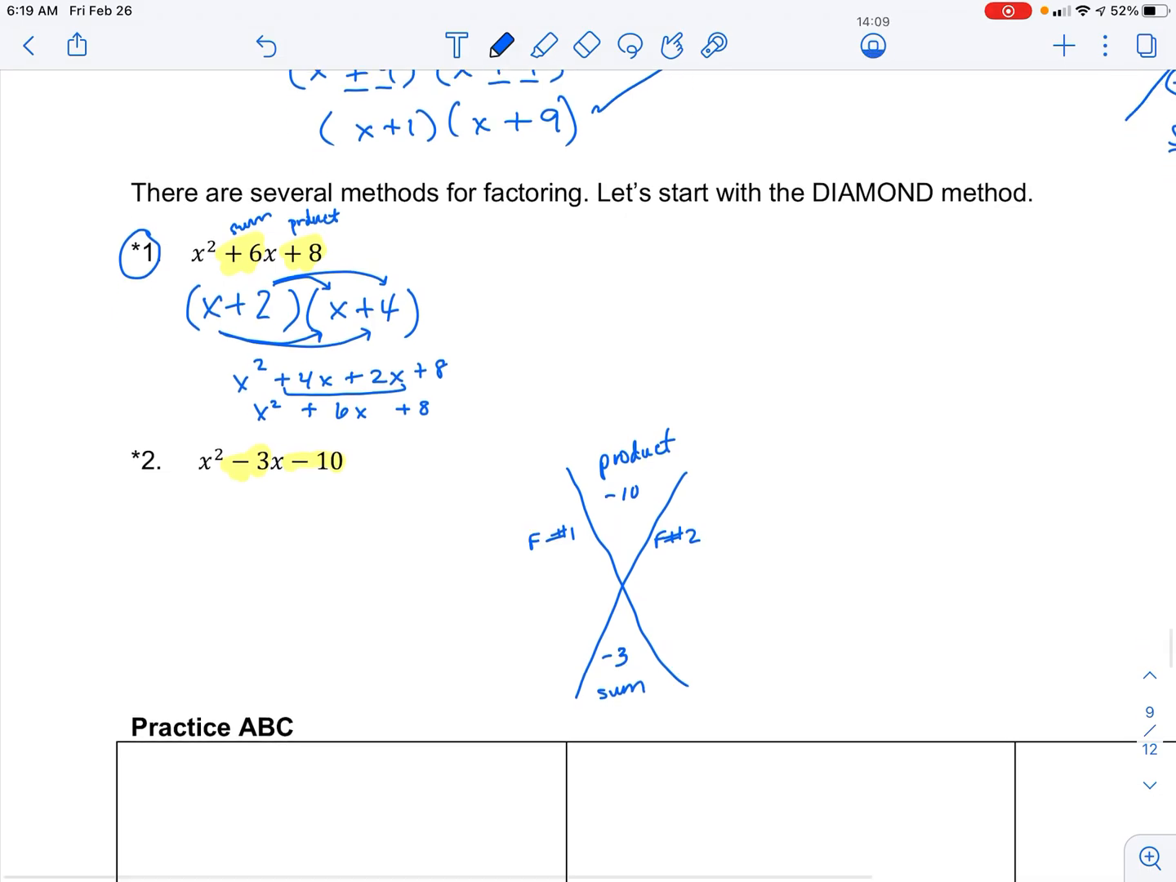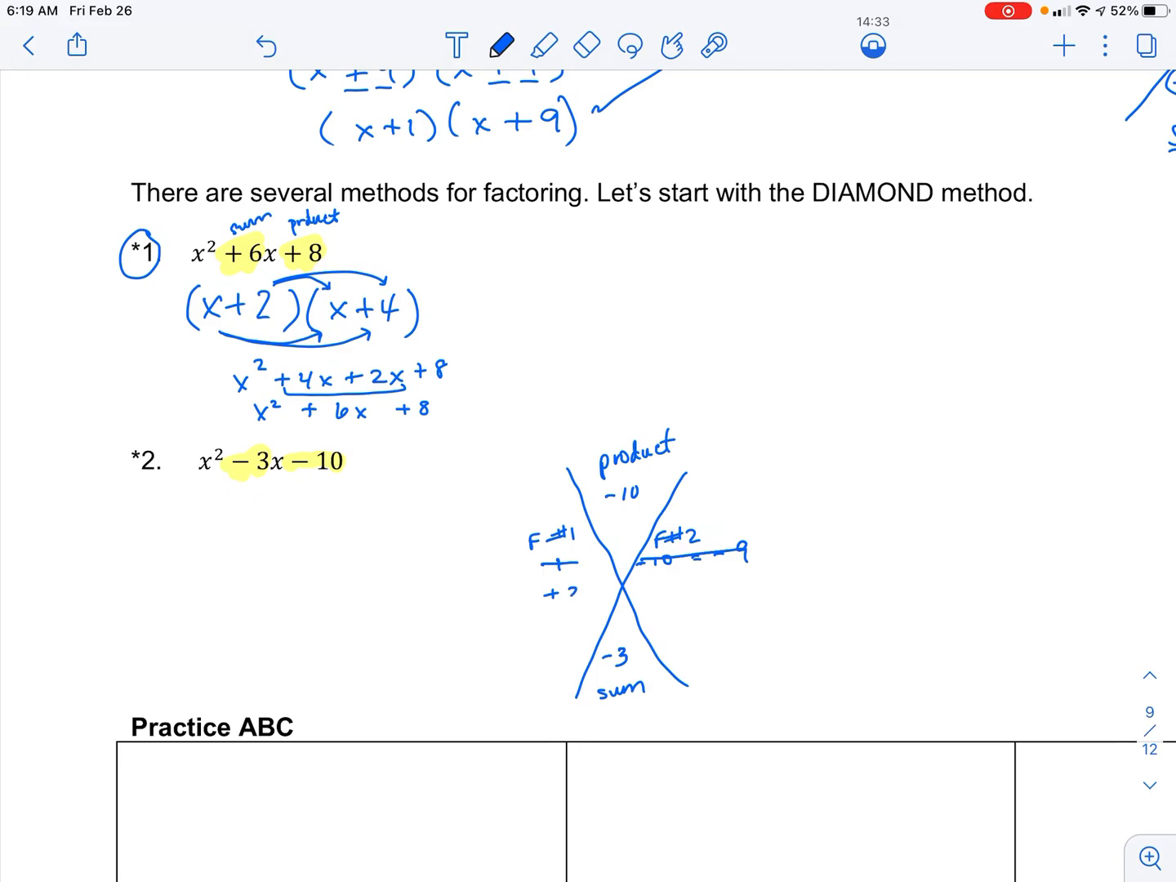All right, so let's list, it's a mouthful, let's list factors of the product of negative 10. Okay, so it could be 1 times negative 10. That would give me, if I added that, a negative 9, and that's not what I'm after. The sum I'm after is negative 3. So those are not going to work.